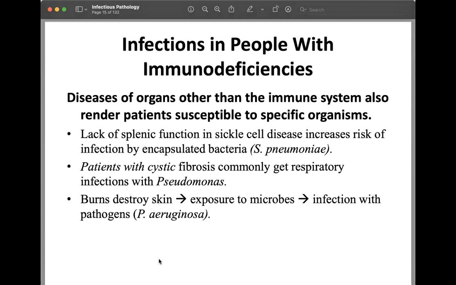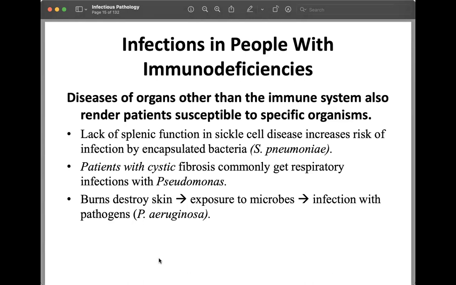Patients with cystic fibrosis also get respiratory infections, particularly Pseudomonas. Normally, Pseudomonas is not a very common infection. You usually get this in patients who are confined for long periods of time in the hospital setting. Usually, they get it in moist areas like ventilators. It is not common to acquire this in the community.